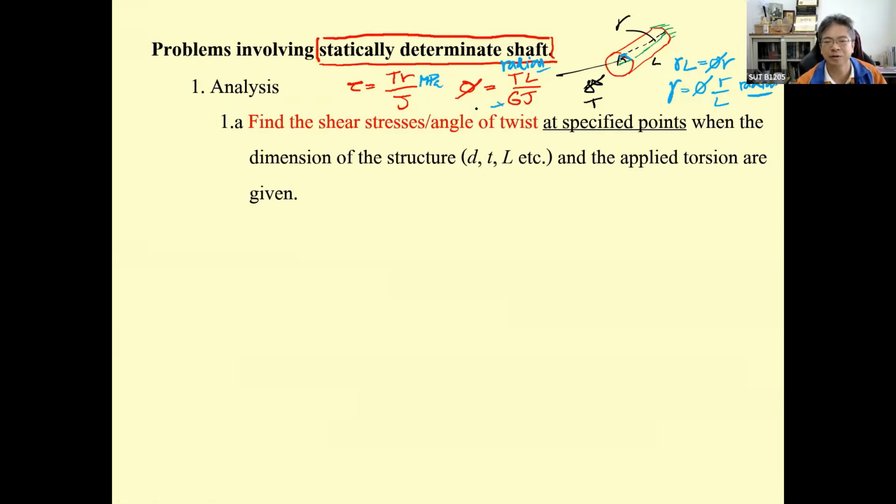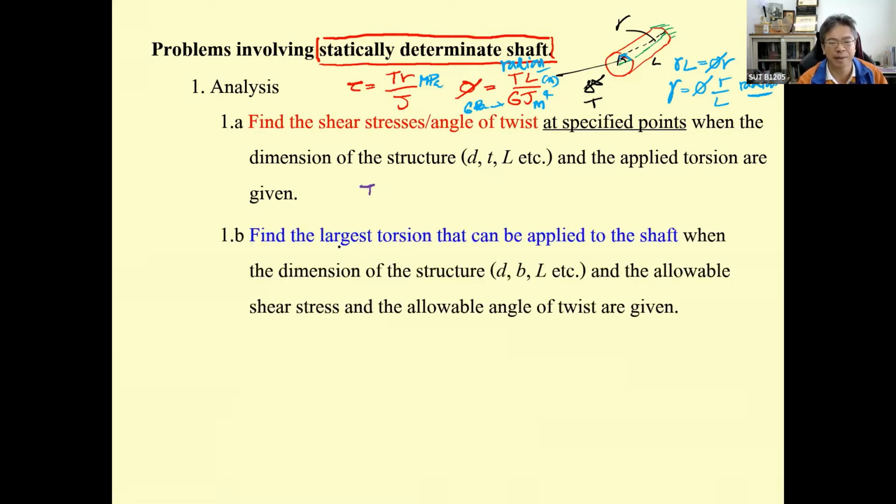The G usually is going to be in gigapascal, so unit homogeneity is important. If you use meter, this is going to be meter to the power four. The L is going to be in the unit of meter. So beware of this.